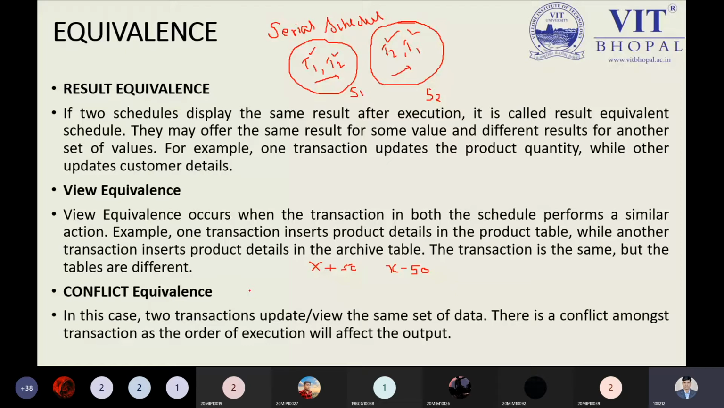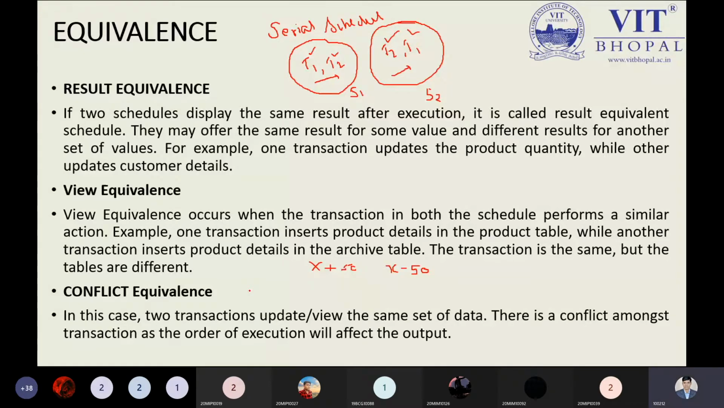So here we have conflict equivalence. View equivalence is just saying nothing more than that you can only view the result. From both schedules you are just able to see the details, but you are not trying to update. You can get different tables, or from different tables you can get the same result, and that is what gives you the equivalence.